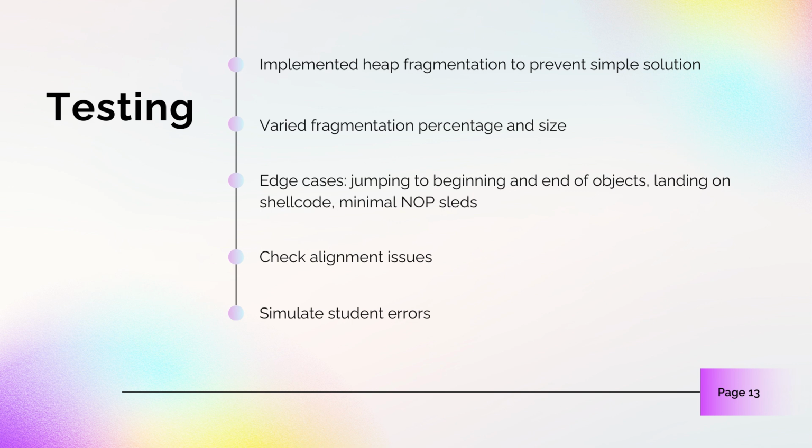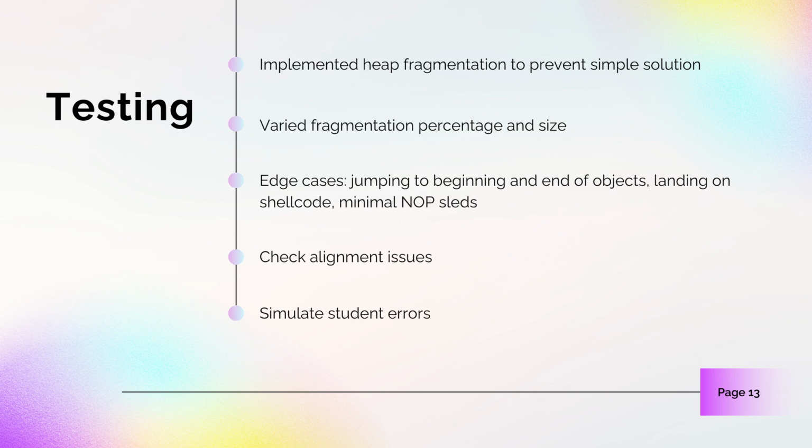This way students would be forced to think more strategically and would gain a better understanding of real-world heap spray conditions. During development, I experimented with different fragmentation parameters to find the right balance. Too little made the exercise trivial, while too much made it too difficult to succeed. Testing with varied percentages and fragment sizes helped me establish a balance that challenges students while remaining achievable.